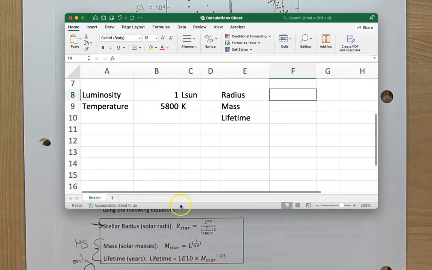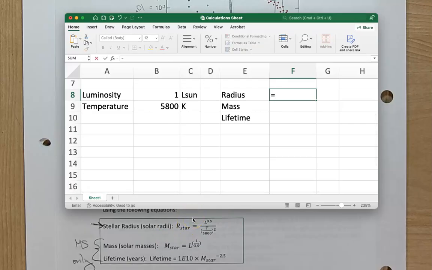All right. What's the radius? Well, the radius equals, I'll open parenthesis, the luminosity, right? Grab the luminosity, raise it to the 0.5 power. All right, that's my numerator. And then I'm going to divide by, open parenthesis in the denominator, the temperature divided by 5,800 Kelvin, and then raise that to the second power. Okay, so I've got luminosity to the 1/2 on top, temperature over 5,800 squared on the bottom. I'm dividing them. Okay, so there we go.